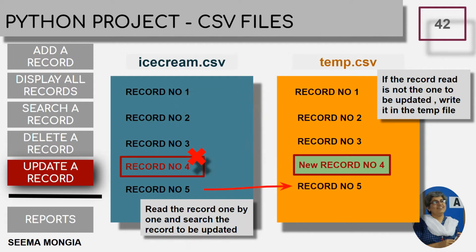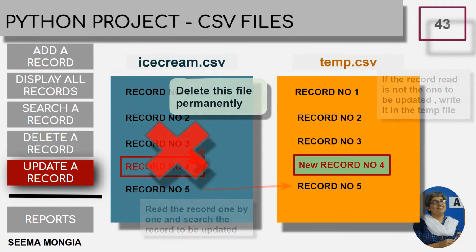After this, my job is not done. If there are some pending records after that, I have to read my original file till the end. So record number 5, 6, 7, other records, whatever are there, they have to be written as it is into the temporary file till the end. Once I have transferred all the records, including the new record, my job is done.